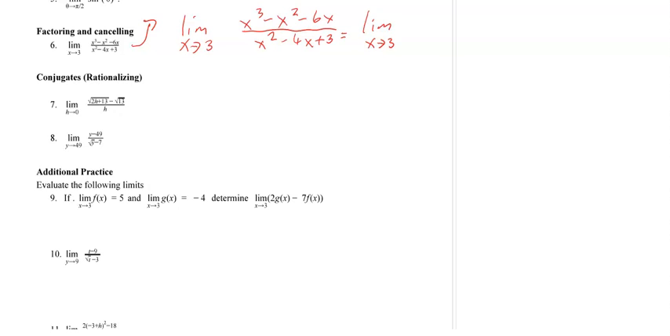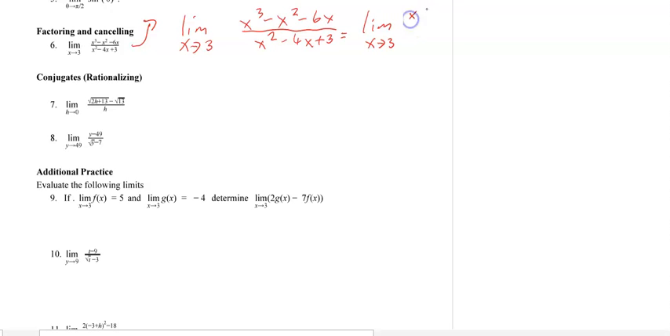We continue our discussion on evaluation of limits by looking at a problem which will involve factoring and canceling. So we have the limit as x approaches 3 of x cubed minus x squared minus 6x over x squared minus 4x plus 3. Because if we plugged in x equals 3 directly, we'll end up with a 0 over 0 situation. So next step, we try to simplify this expression by factoring.